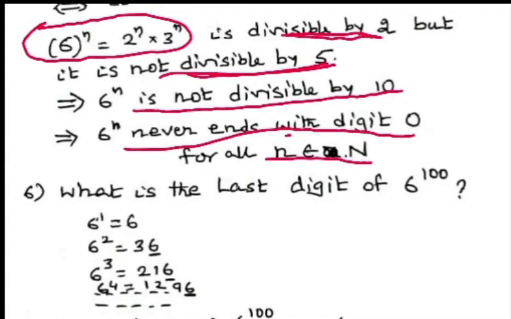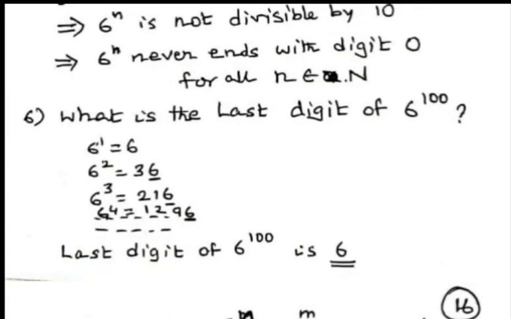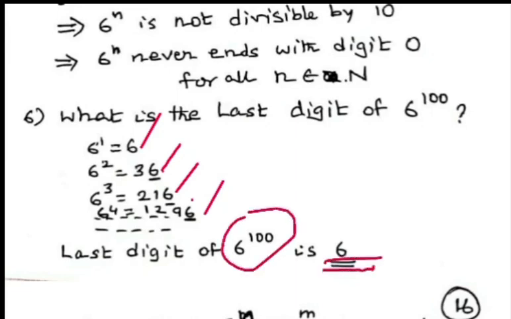Now, what is the last digit of 6 power 100? 6 power 1 is 6, 6 squared ends in 6 in the units place, again in the units place we have 6 cubed, again we have 6 power 4, 1296, again units place 6. So the last digit of 6 power 100 is 6 only.